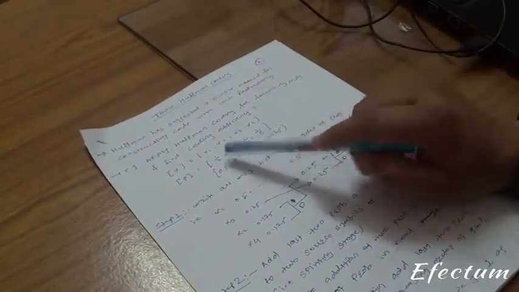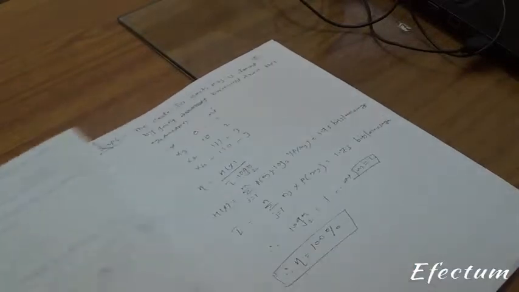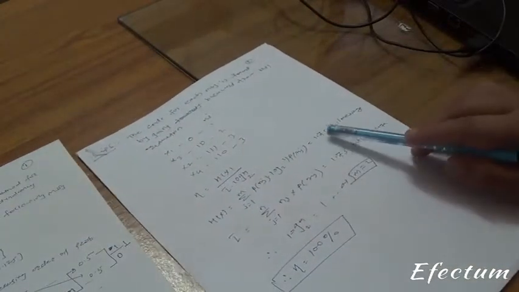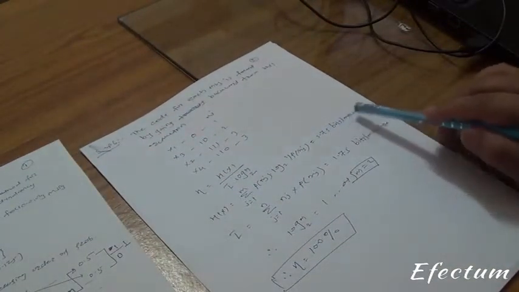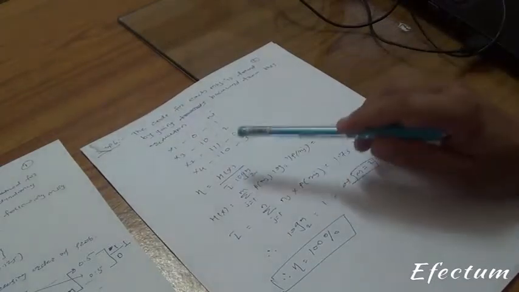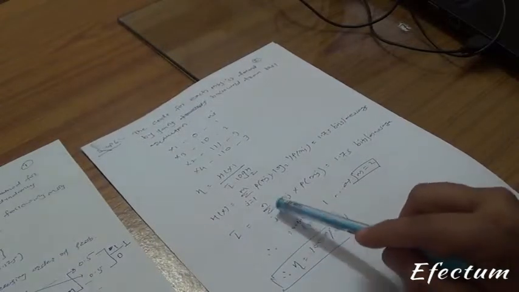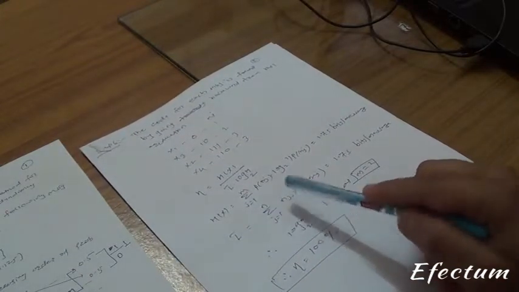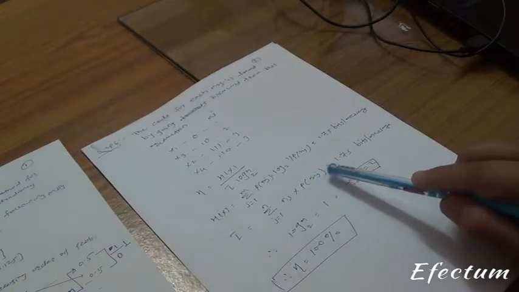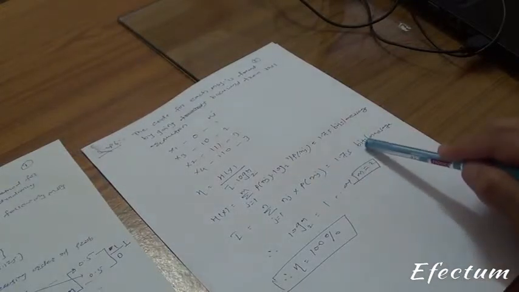It becomes 1, 1, 0. Now the efficiency is given by H of x by L bar into log of m to the base 2. H of x is the entropy, which can be calculated by using this formula: sum over j equal to 1 to m of probability of xj into log base 2 of 1 by probability of xj. Probabilities are given.